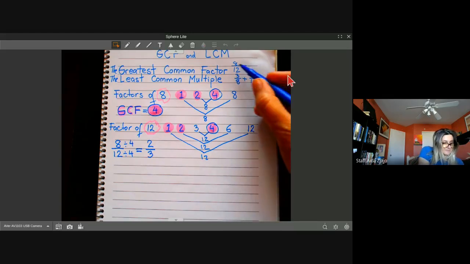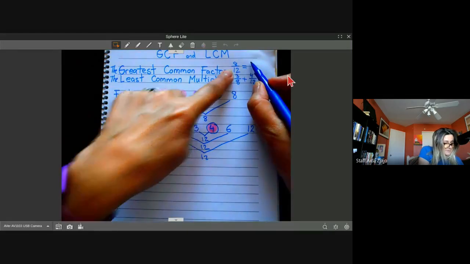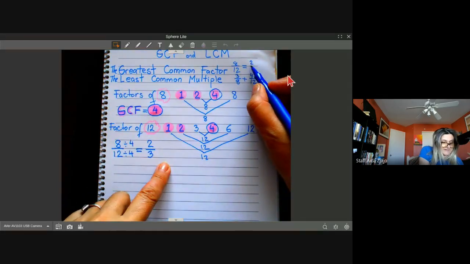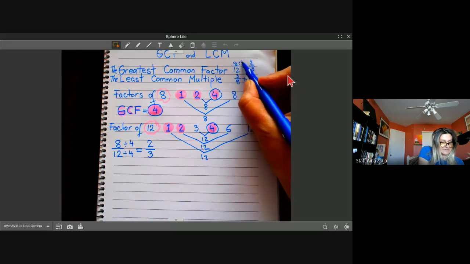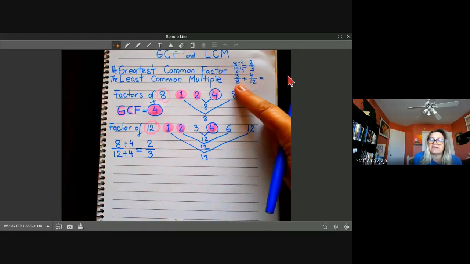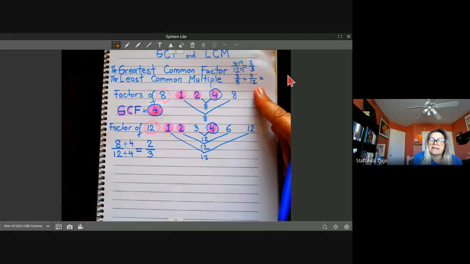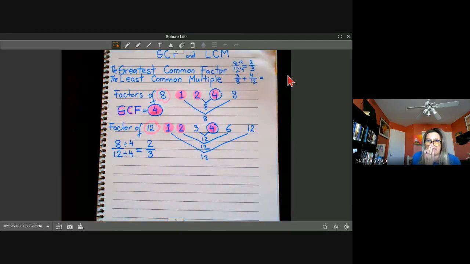So this one, the greatest common factor, helped us simplify this fraction because we divided by it. Now we need to add 3/8 and 4/12. And the least common multiple will help us with that.